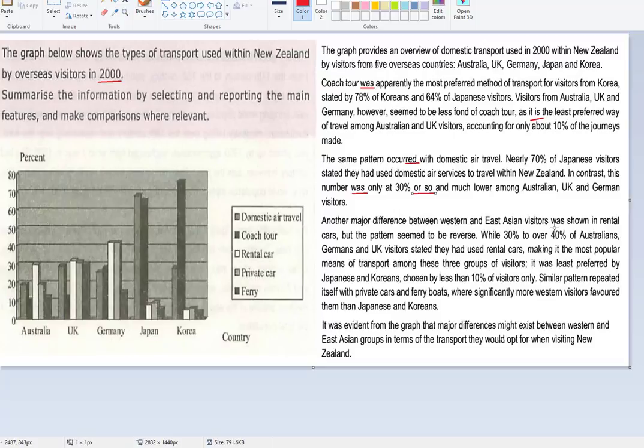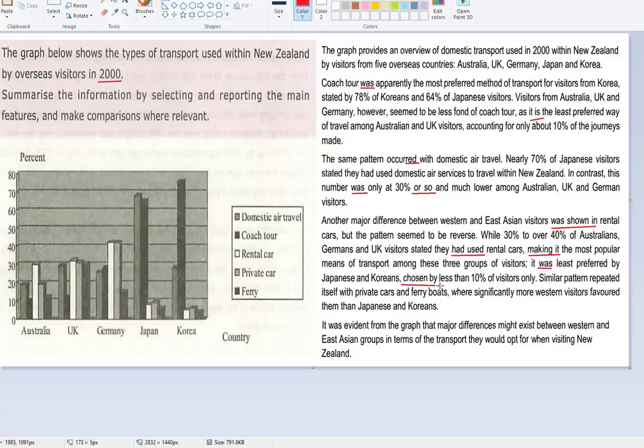Was shown in rental cars. Okay, so we have some passive structures. Had used. Okay, good. So here we have another structure. Now see, here they used the present tense because we're talking about what the chart actually shows now. But in terms of data here, we should be talking about what happened in 2000, so this should be the past tense. Just like here, it was, not it is.